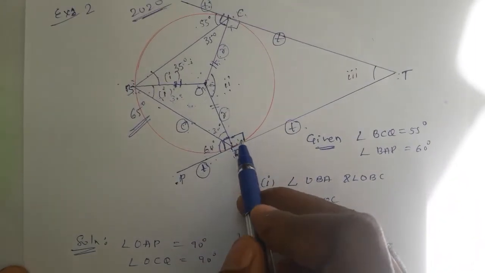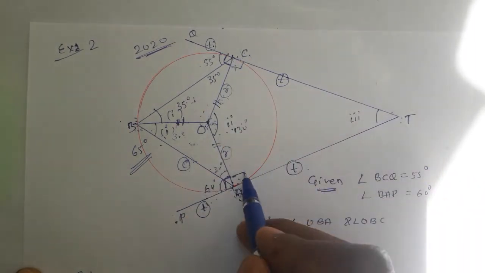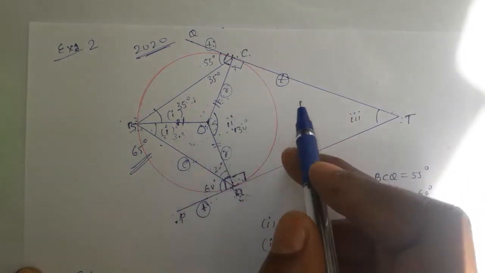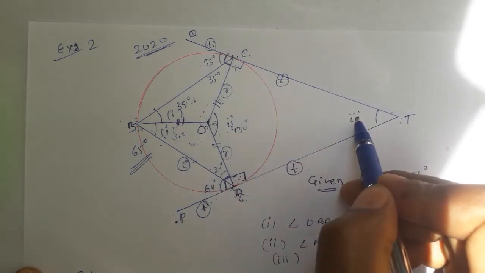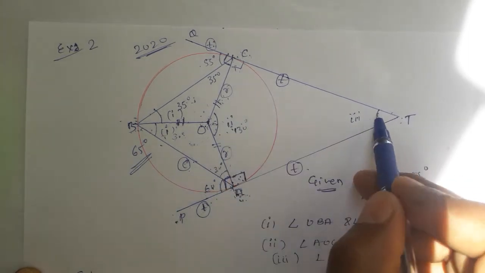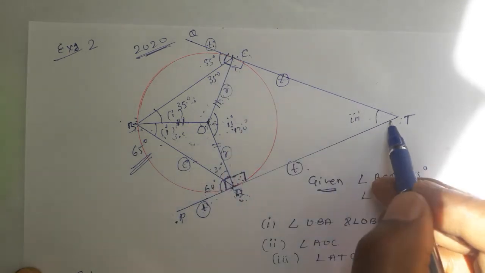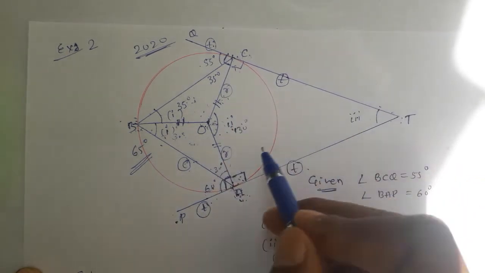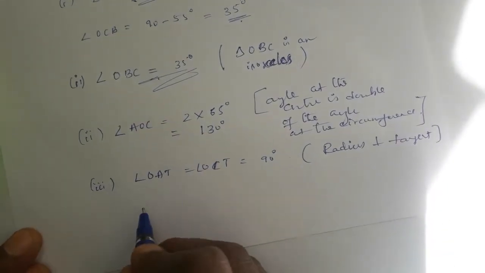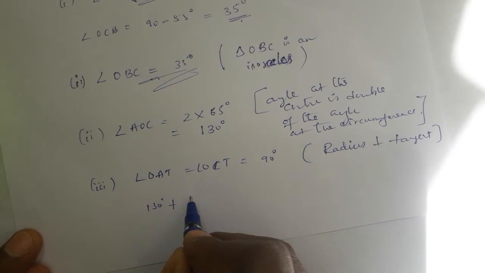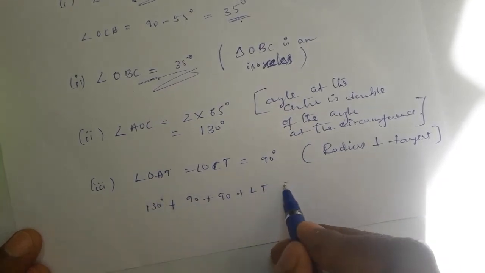Now once here 90 degree, here 130 degree also we got. Now we go for quadrilateral. You know, in any quadrilateral total angle is 360 degree. 90 plus 130 plus 90 plus what is T? 1, 2, 3, 4. It's not a cyclic quadrilateral because T is outside of the circle. These 4 angles sum is equal to 360 degree. That is 130 plus 90 plus 90 plus angle T, all equal to 360 degree.